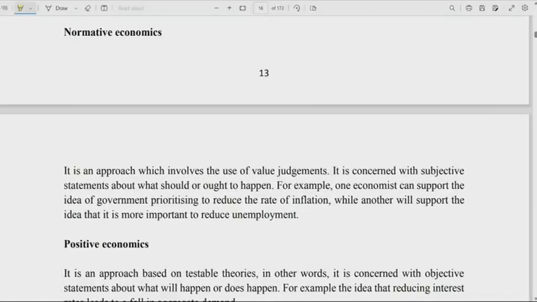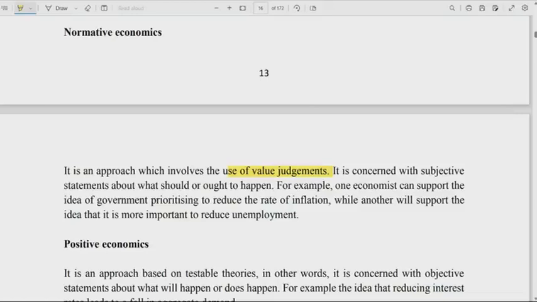So first, let's look at the normative economics, right? So this approach involves the use of value judgment. So the most important thing is that there has been a use of value judgments. So you are using judgments. So it is actually concerned with using subjective statements, because when we say that something is subjective, it means that somebody is using what he feels or what he feels is right. That's being subjective, right? So what should or ought to happen, right?